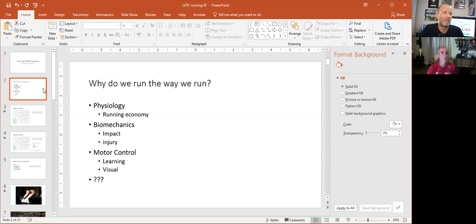Now, what I've done is I've looked at this question from a physiological perspective, where I measure things like heart rate or rate of oxygen consumption. I'll talk about those a little bit. I do a lot in biomechanics, where I look at forces, impact, and injury. And then even from a motor control or motor coordination perspective, where we're trying to learn, or maybe we're using some visual information that ultimately may drive the way we run. And then there are other factors that will influence why we run the way we run.